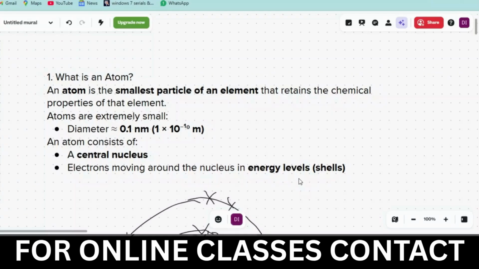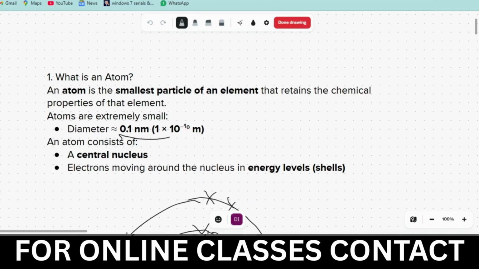So today we are going to talk about what is an atom. An atom is the smallest particle of an element that retains the chemical properties of that element. Atoms are extremely small, and their diameter is 0.1 nanometer, or 1 × 10^-10 meters. An atom consists of a central nucleus and electrons moving around the nucleus in energy levels that are called shells.